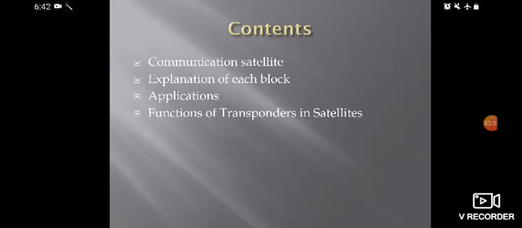So like this I have covered all of this. And not only that, we have also covered the uplink frequency and downlink frequency.